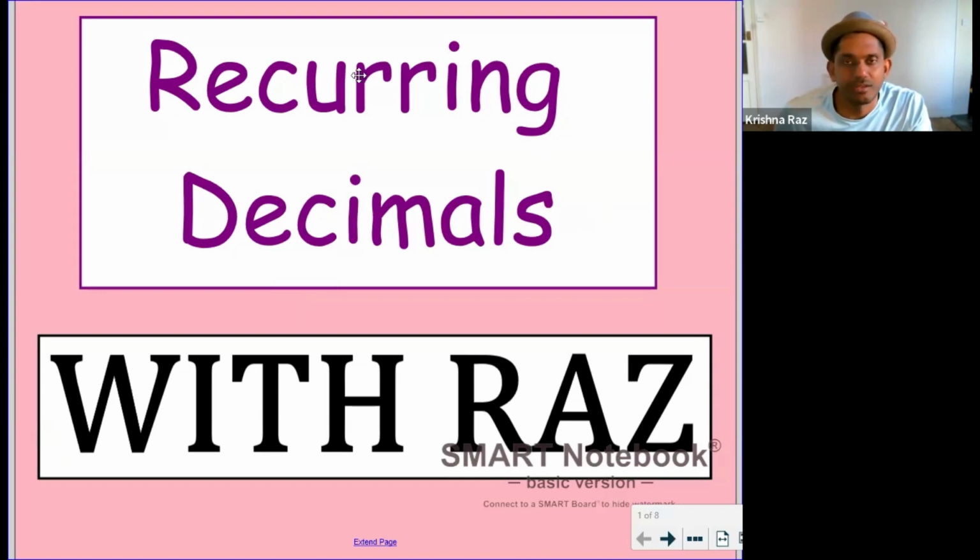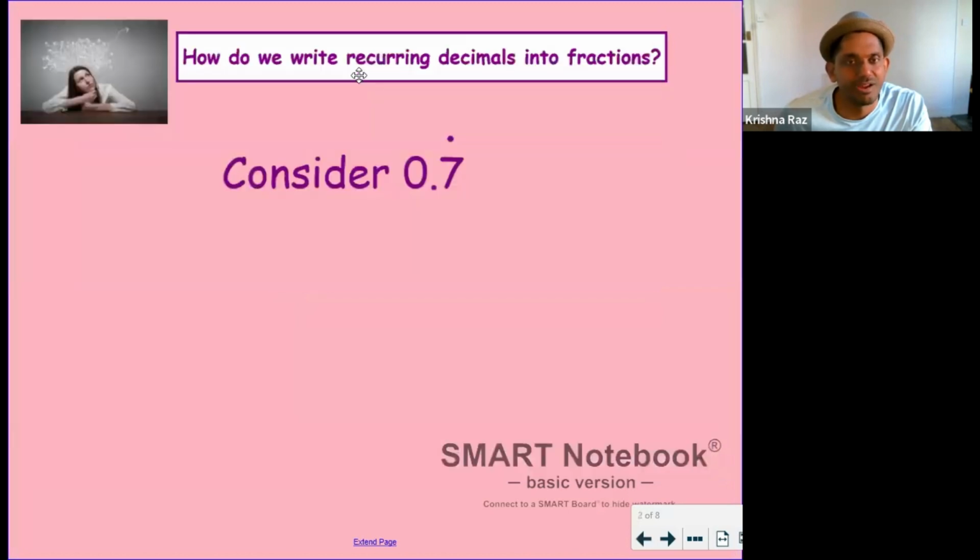So how do we write recurring decimals into fractions? Obviously this is often asked in exams, hence why I'm looking at it. If we first consider this decimal, which is 0.7 recurring, the first step is to write let x equal 0.7 recurring.